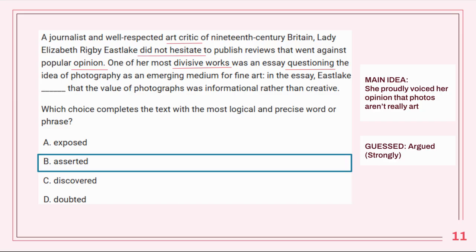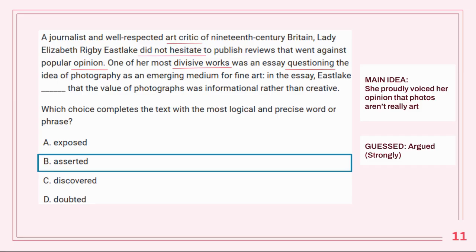And then discovered is the same problem. You can discover a new fact, you can make a discovery, but she's not discovering anything. She's just arguing her opinion. Technically you can discover her opinion, but her opinion is not a fact that she discovered. She thought about it and she was like, this is what I think. She's not discovering the fact that photographs are more informational rather than creative. She's just asserting.